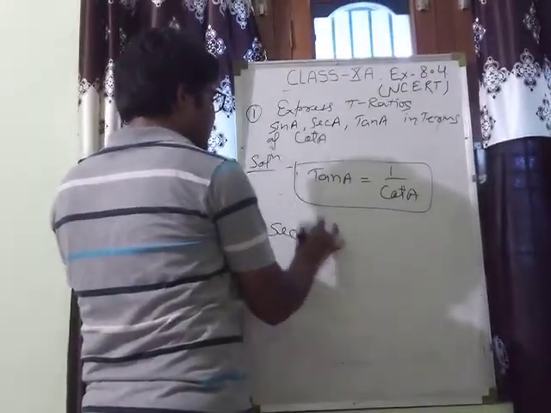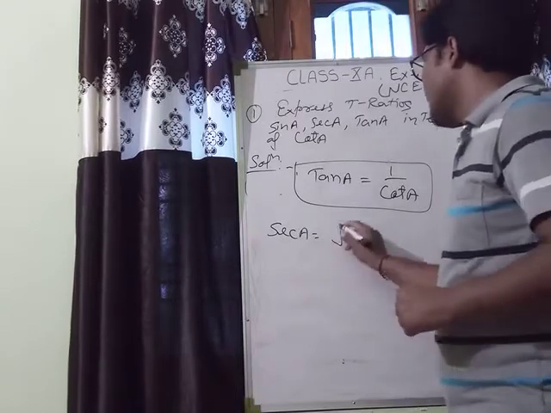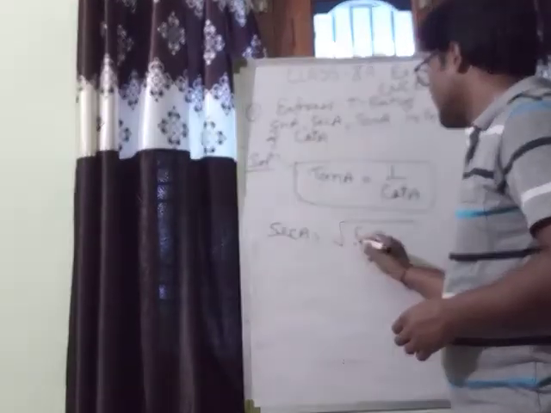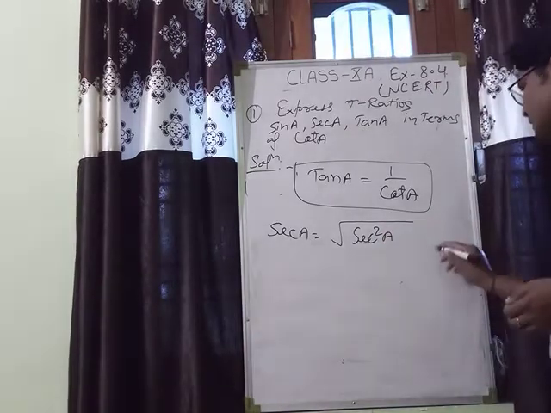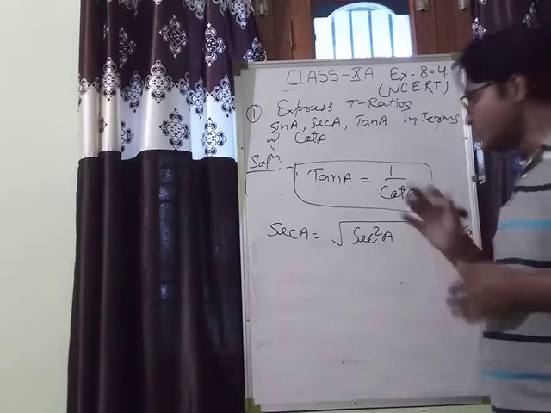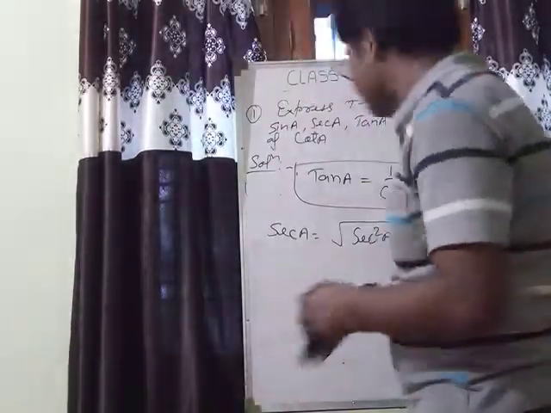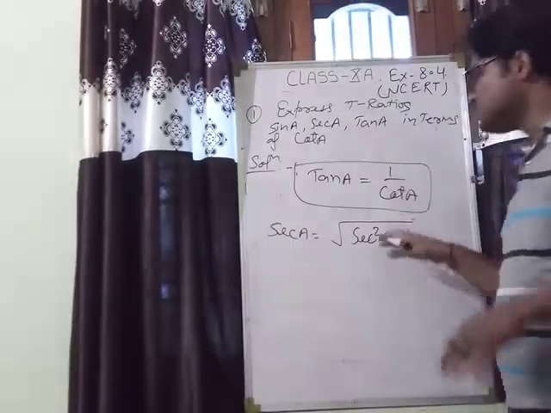Sec A can be written as the square root of sec square A. We can write x as the square root of x square. We can write this. That's why sec A can be written as the square root of sec square.